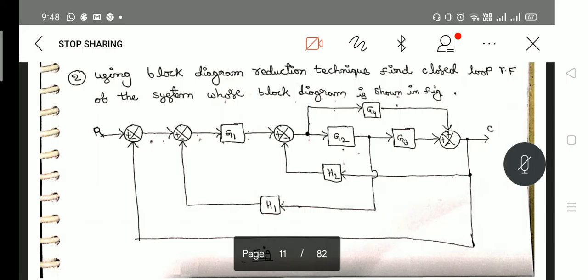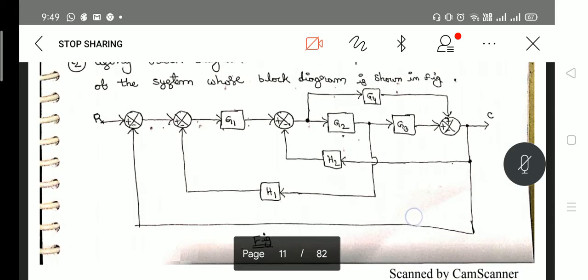Next, second problem. Using block diagram reduction technique, find the closed loop transfer function of the system whose block diagram is shown in the figure. Okay, here is the given block diagram. From this block diagram, we can reduce the block diagram and simplify it to a single block. Okay, C by R we can calculate.